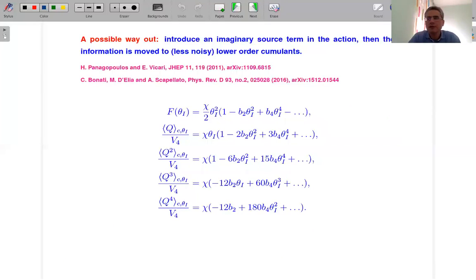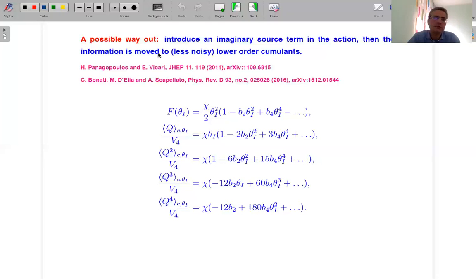Now, a possible way out of this, at least to improve this signal to noise ratio, is to add a direct theta term in your simulation. As we discussed last week, if you add a non-zero theta term, then the path integral measure becomes complex, so you have a sign problem. But in any case, you can play the game of using an imaginary theta term in the action, which makes the distribution positive definite again. And then you can perform analytic continuation.